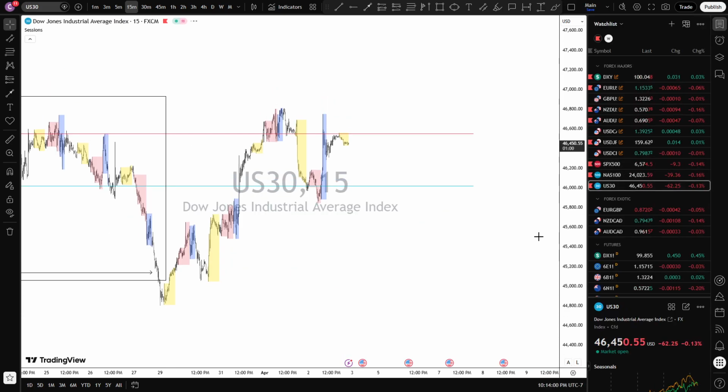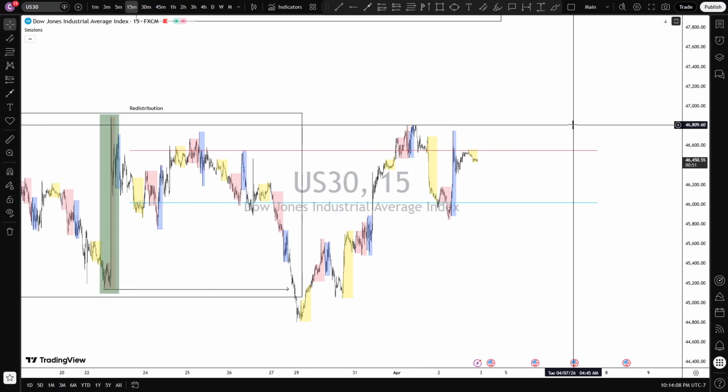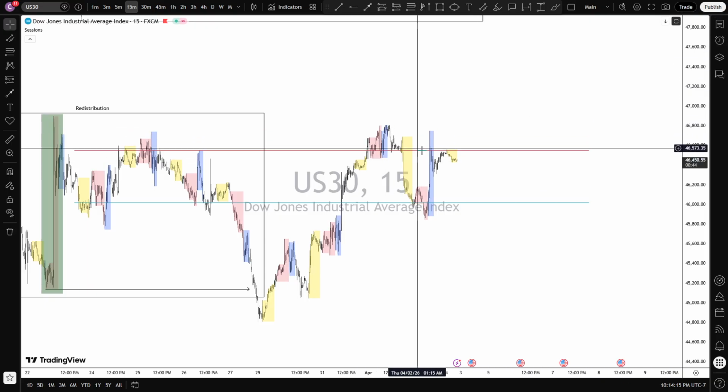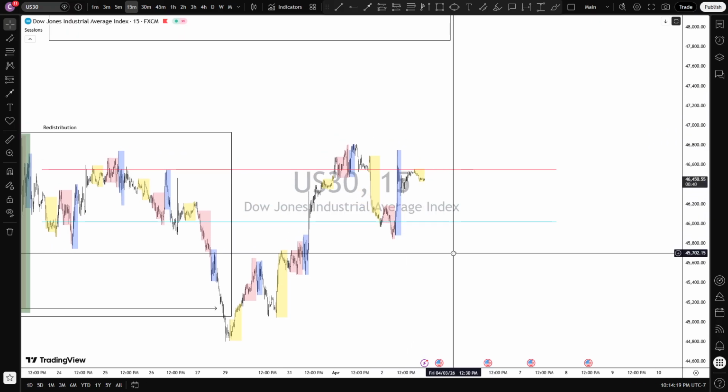US 30 is a little bit different. So US 30 is pretty much at the point of interest, like where I would not take a trade anymore. But if it does go above, I'll probably base the trade off of SPX and NASDAQ. But yeah, maybe during London it'll confirm the redistro.